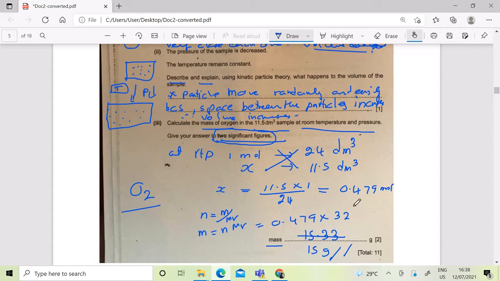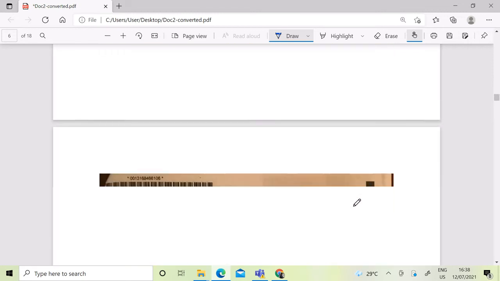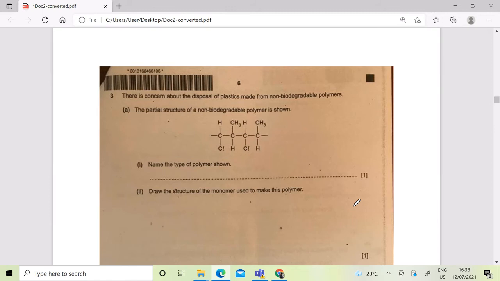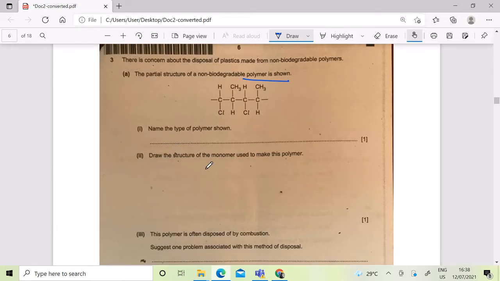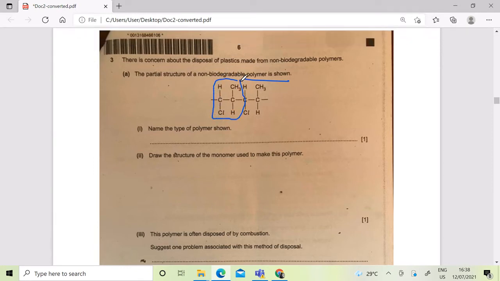Alright, moving to question number 3 now. Question number 3 is about polymers, right? Non-biodegradable polymers. Name the type of polymer shown. You can see the repeating unit. You have the repeating unit, the type of polymer basically from the alkene.